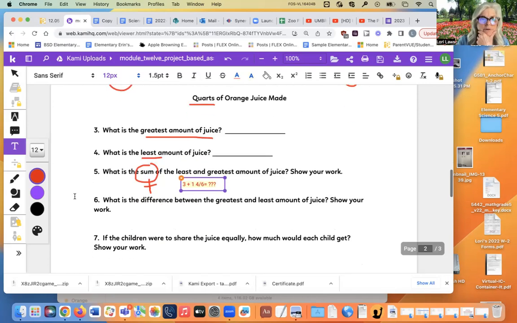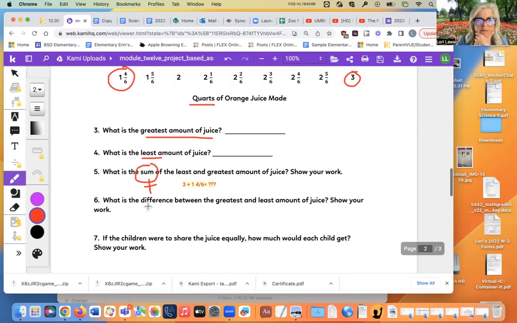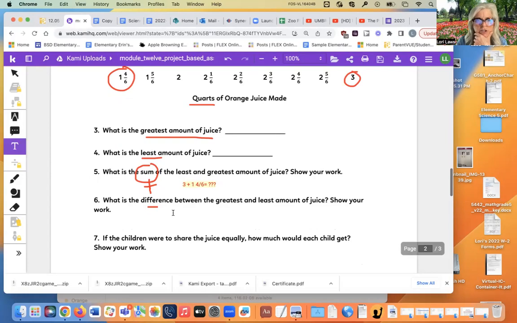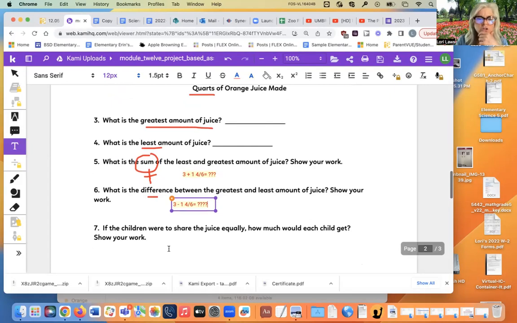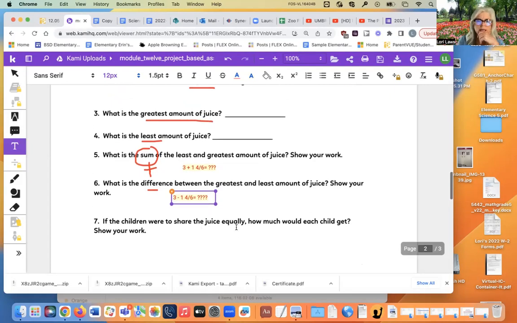What is the difference? Okay, so difference we know is minus between the greatest and least amount of juice. The same calculation, but with a subtraction here. So this is 3 minus 1 4/6 equals, what's the difference? If the children were to share the juice equally, how much would each child get?